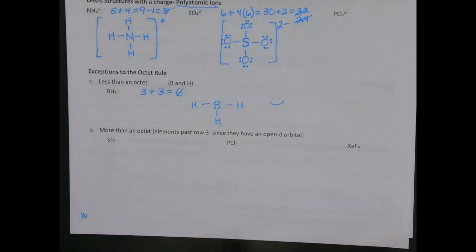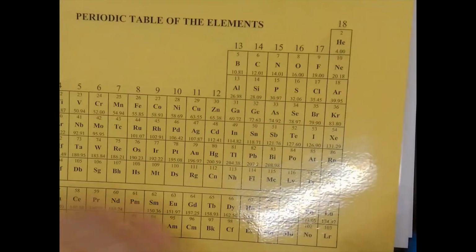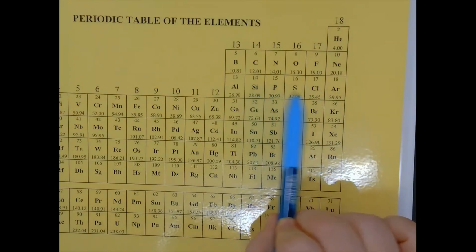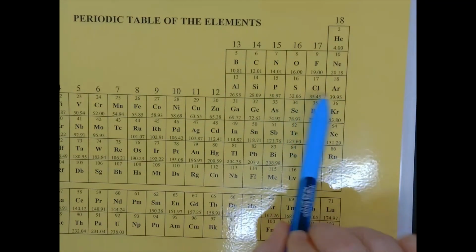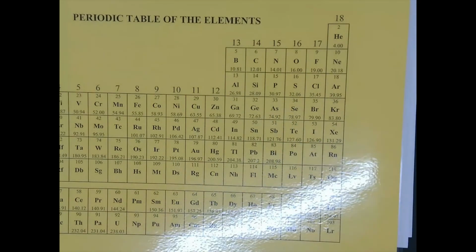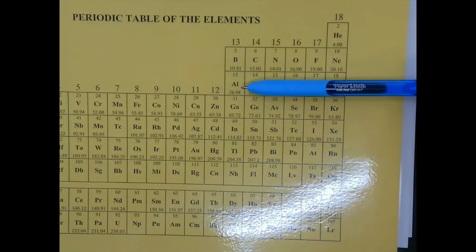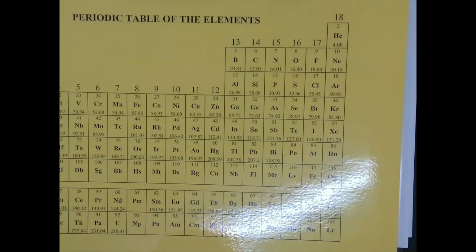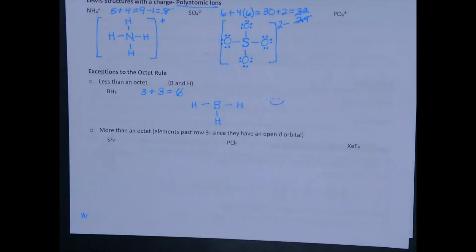Now the weirder ones, in my opinion, are the ones that can have more than an octet. So why can they do that? Well, hanging out over here, starting in period 3, we get things like phosphorus, sulfur, chlorine, moving down after that. In period 3, their valence electrons are in their s orbital and their p orbital. 3s, 3p. There is a 3d orbital, though, available and empty, ready to accept more electrons. So because of that, these atoms can expand their octet and accept and bond with more atoms and have more than an octet around them.